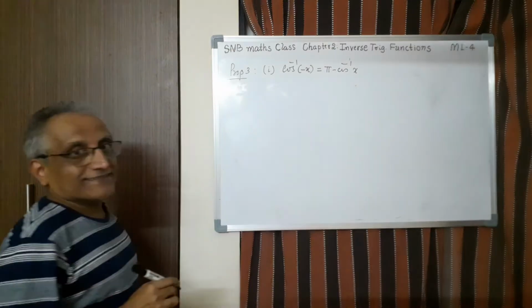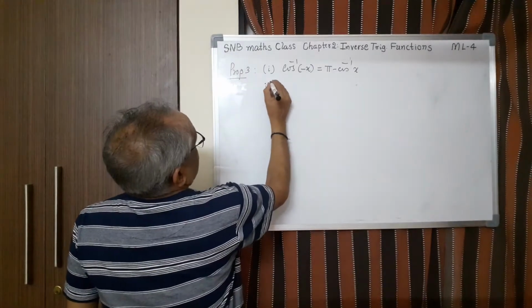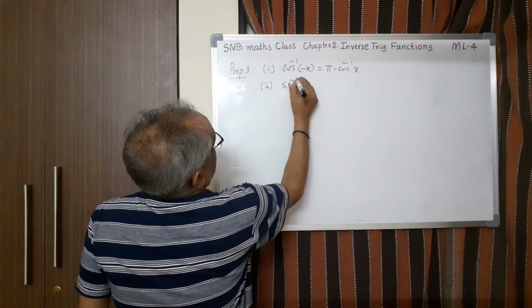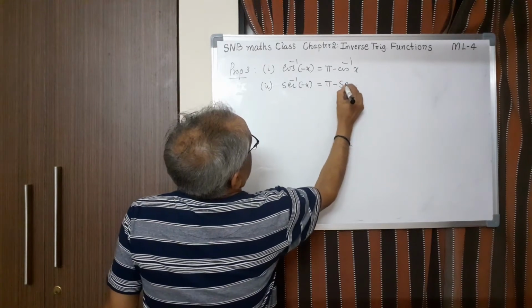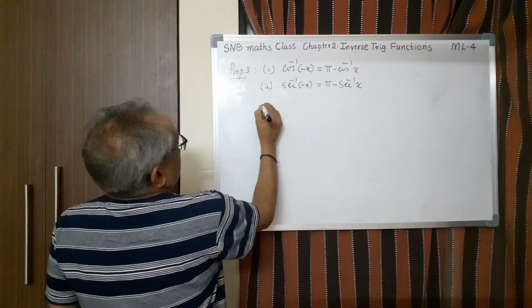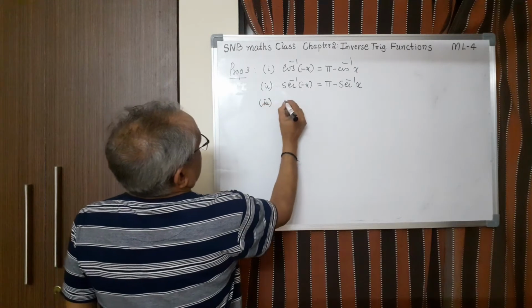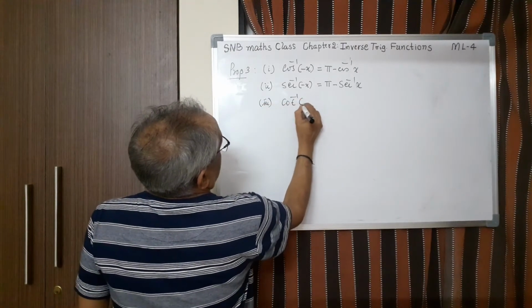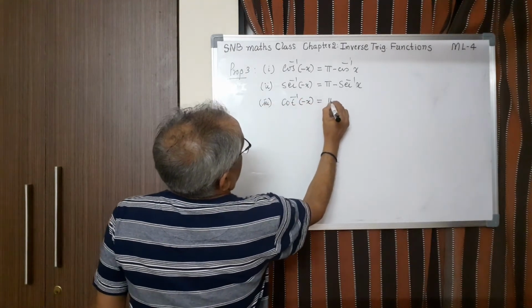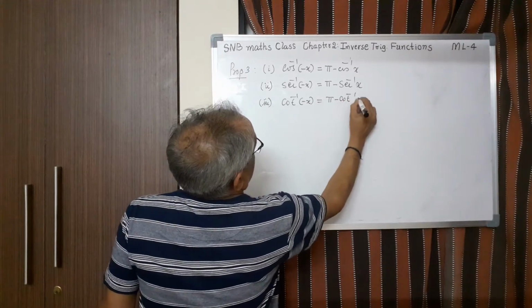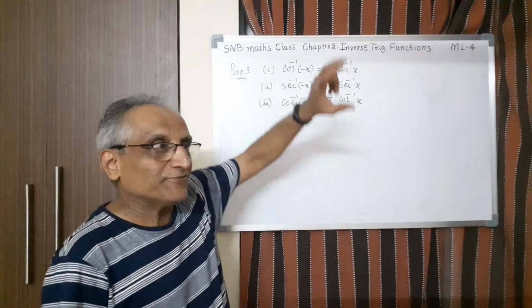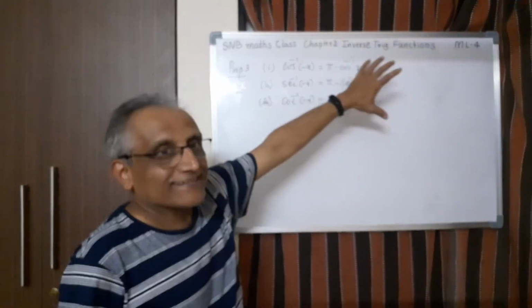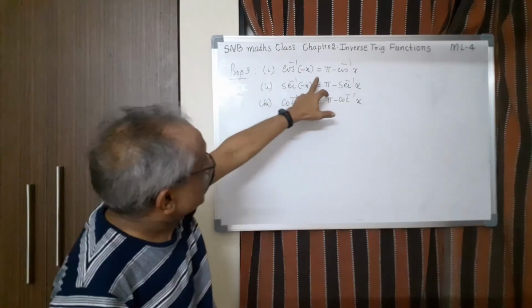So this is the change. Therefore, we are taking it under a separate category. Second one is secant inverse minus x is same as pi minus secant inverse x. And the third one is cot inverse minus x is same as pi minus cot inverse x. See how beautifully they are classifying. First three one category, second three another category. So these three, pi minus.